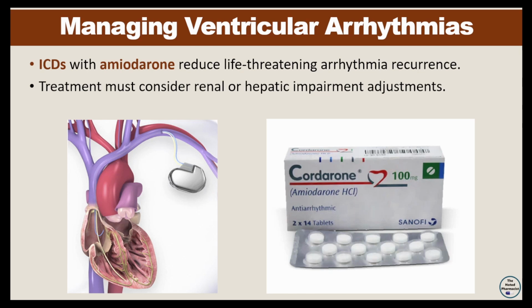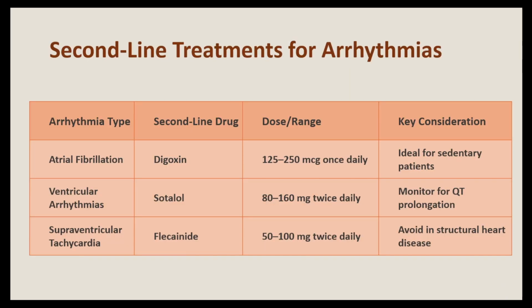Second-line treatments are considered when first-line options are contraindicated or ineffective. For atrial fibrillation, digoxin, 125 to 250 micrograms once daily, may be used for rate control, especially in sedentary patients or those with heart failure. In refractory ventricular arrhythmias, sotalol, 80 to 160 mg twice daily, is sometimes employed for its dual beta blocking and antiarrhythmic effects, although it requires close monitoring due to proarrhythmic risks. Flecainide, 50 to 100 mg, can be used for supraventricular tachycardia but must be avoided in structural heart disease.